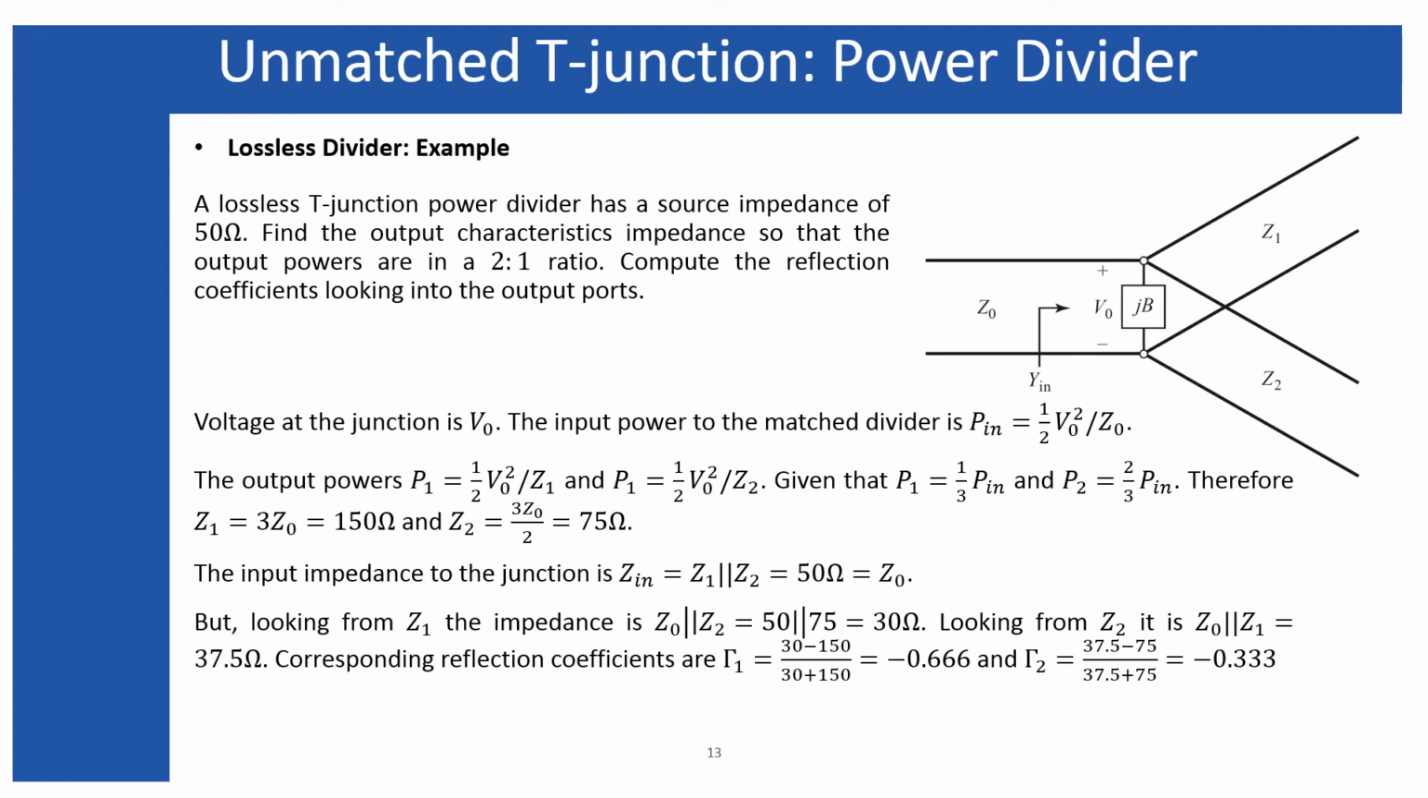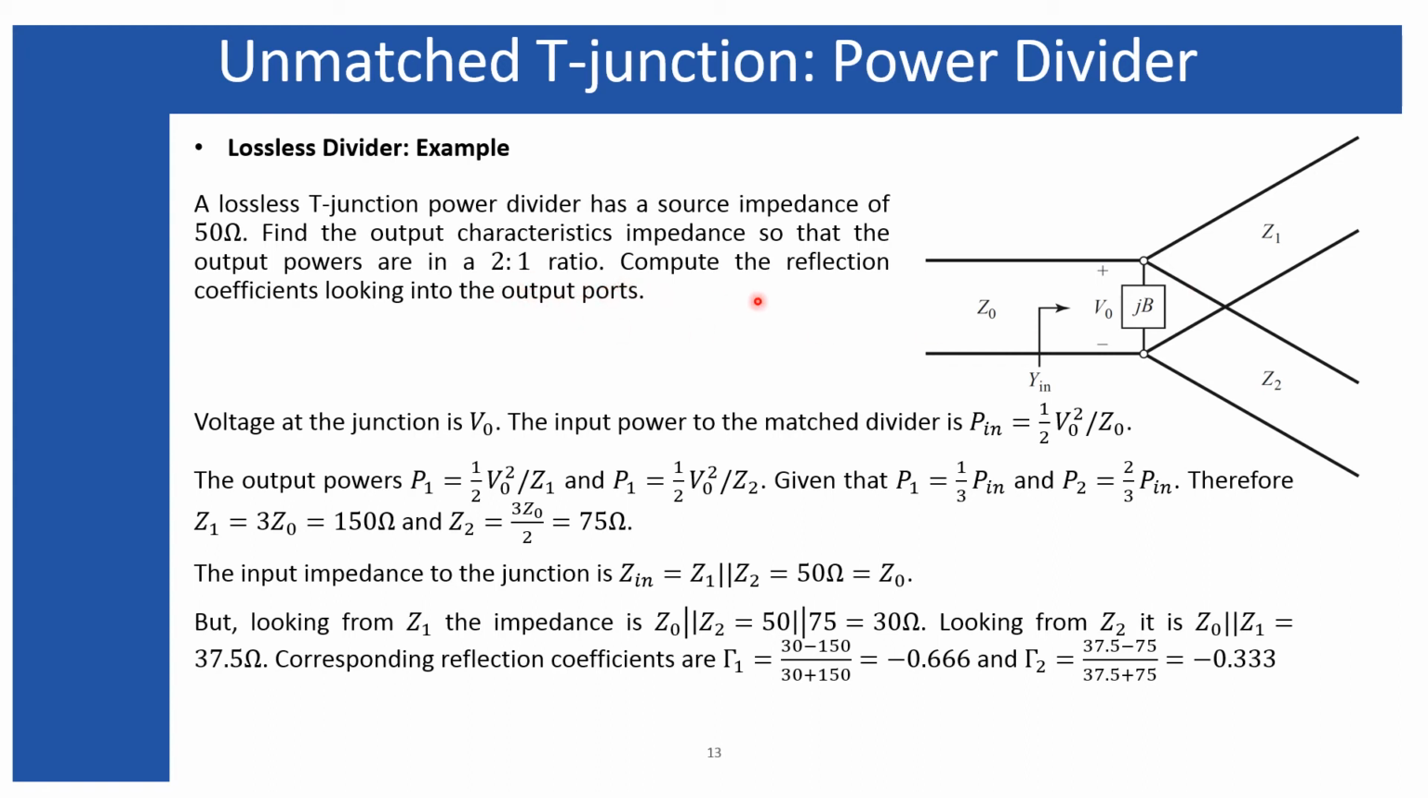Let's take an example. Here, as the statement said, a lossless T-junction power divider has a source impedance of 50 ohm. So source impedance of 50 ohm means the characteristic impedance of the source waveguide is 50 ohm. Find the output characteristic impedances so that the output powers are in 2:1 ratio. So you can consider the output power will be 2/3 through this Z1 and 1/3 through this Z2, or 1/3 to the Z1 and 2/3 to the Z2. So that makes this a 2:1 power ratio.